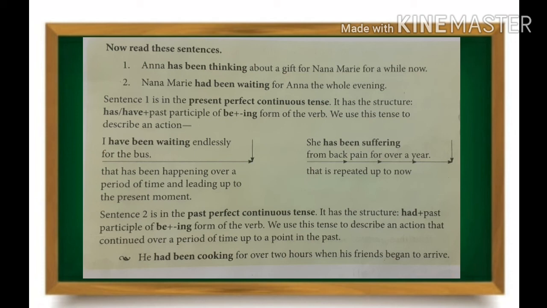That is present perfect continuous tense. And what about past perfect continuous tense? Yes, past perfect continuous tense. We use this tense to describe an action that continued over a period of time up to a point in the past. See, for example, he had been cooking for over 2 hours when his friends began to arrive.